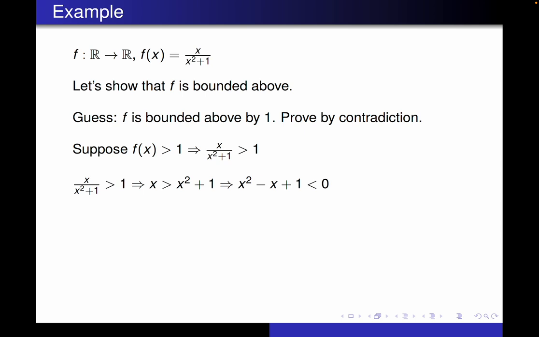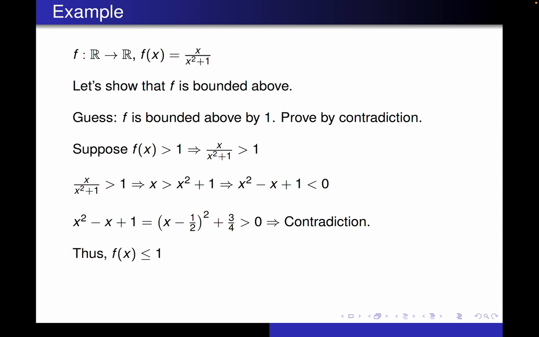This is a perfect opportunity to use some of our inequality techniques. Completing the square is the one I'm going to do this time. If you complete the square, you get (x minus 1/2) squared, which is a non-negative number, plus 3/4, which is a positive number. Adding those together, you get a positive number, which is not a negative number, and that's our contradiction. That means that f of x is less than or equal to 1, and so f is bounded above.